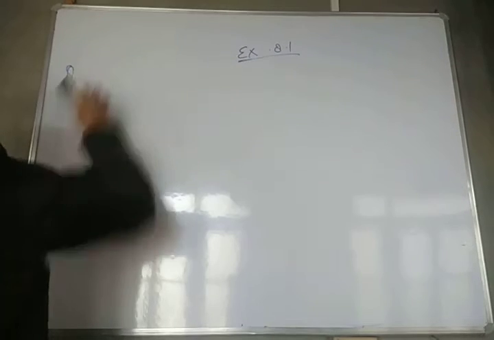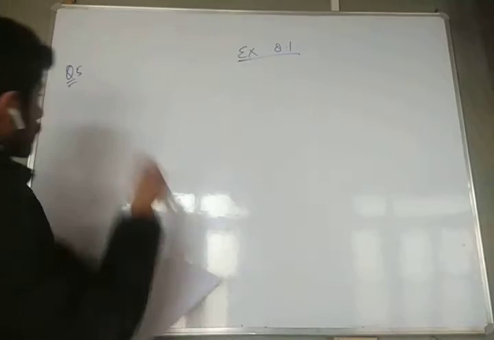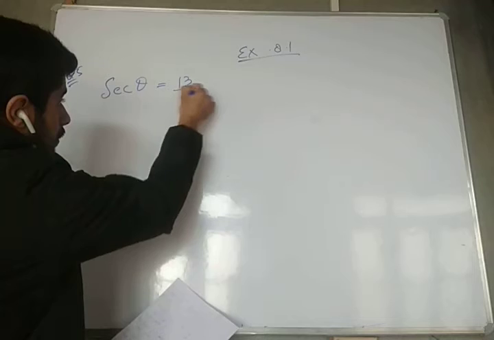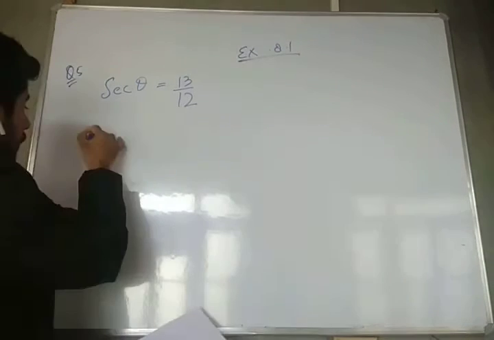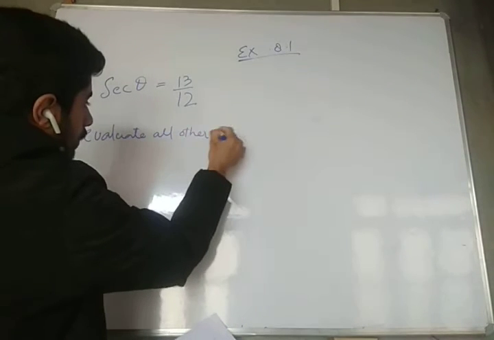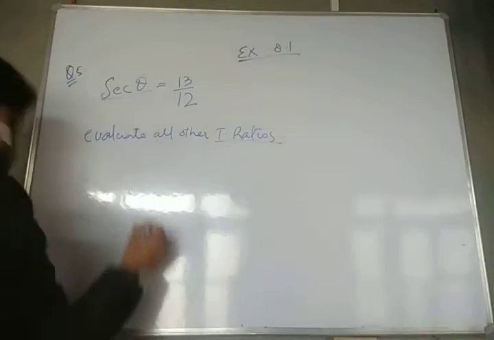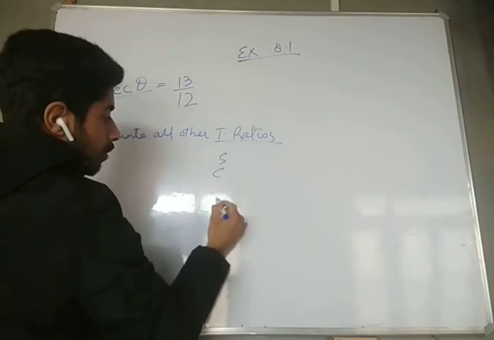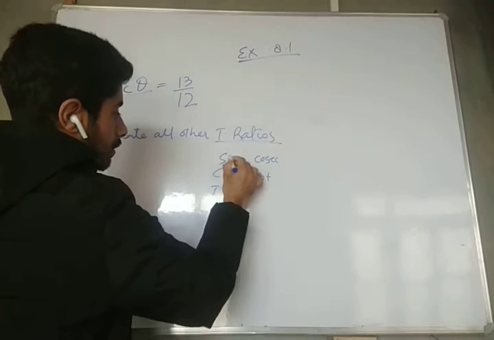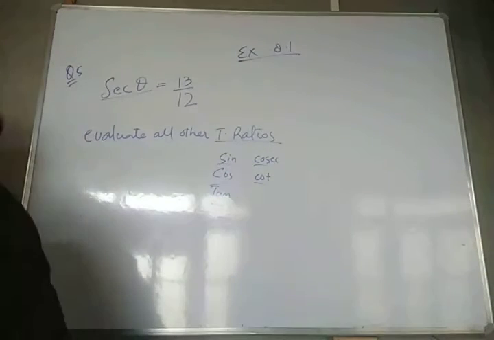Let's move to question number 5 now. See, it is secant, or we can say sec theta, is equal to 13 over 12. Evaluate all other trigonometric ratios. See, sec is given here. We have to calculate sine, cos, tan, cosec. Sec is given, so cot. This is sine, cos, tan. We have to calculate all these 5 trigonometric ratios.